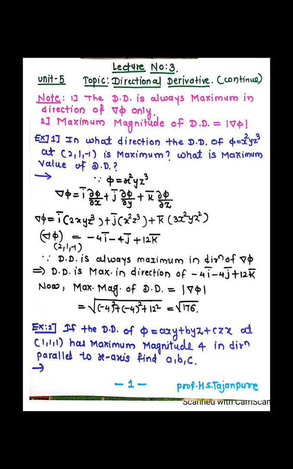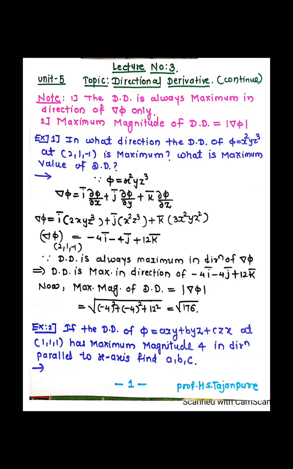Once I get the reply, then I will move towards the next example. Okay, so I got the replies from so many students. So now I will move towards the next example, example number two. Okay, so see what they have given in the example.